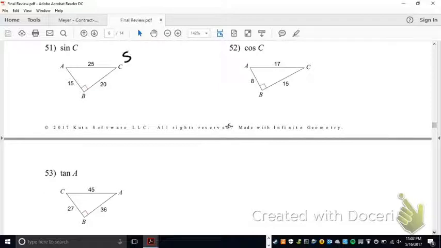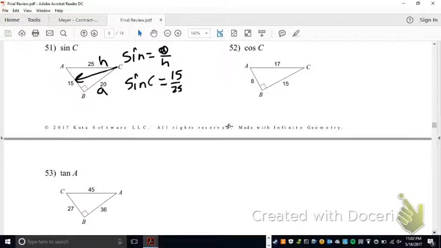So here we look at the sine of C is opposite over hypotenuse. What is opposite C? 15. What is the hypotenuse? 25. So the sine of C equals the side opposite, 15, over the hypotenuse, 25. It's going to give us 3 over 5, and that's it.